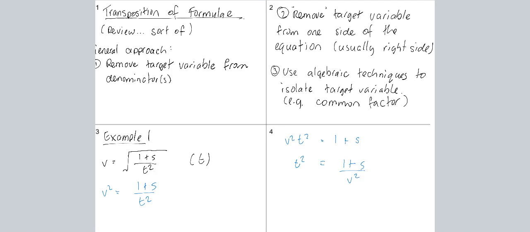Okay, so square root both sides, and you get t is equal to the square root of 1 plus s on v squared. How's that? Is that all right? I'll be happy with that. If you gave me that as an answer, I'll be pretty happy. There is a slightly better answer. Anyone know what it is? When you square root a whole fraction, it's the same as square rooting the top and square rooting the bottom. So slightly better.